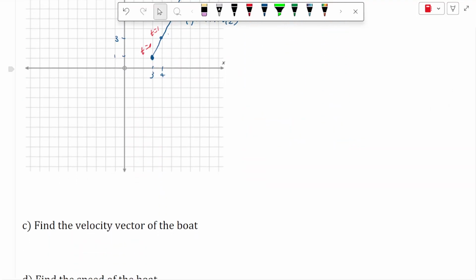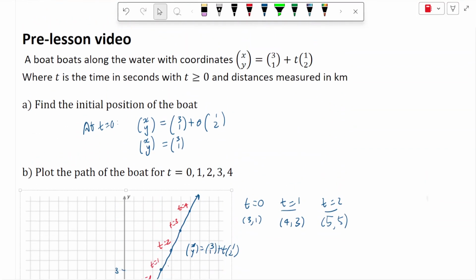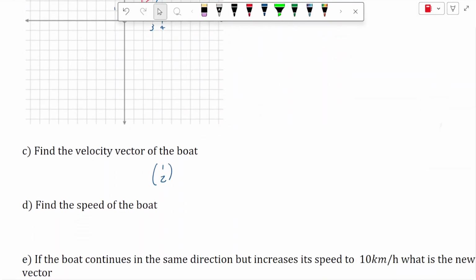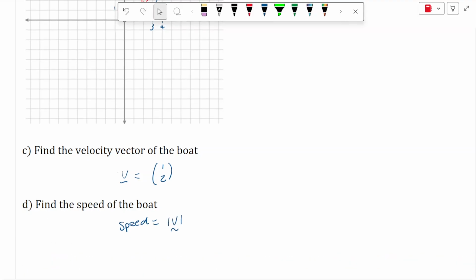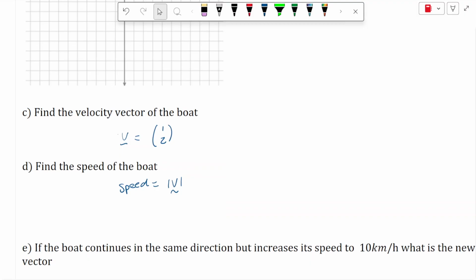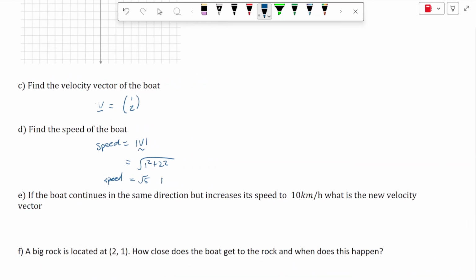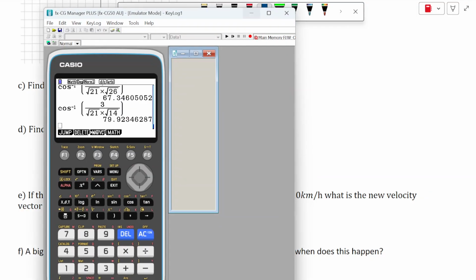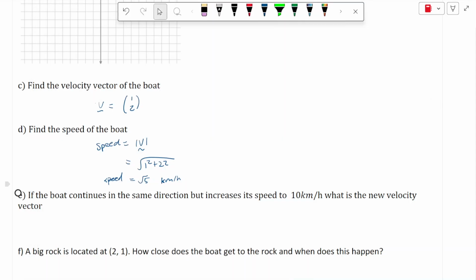Okay, find the velocity vector of the boat. That is just the direction vector, so that is 1, 2. Find the speed. So the speed actually is the absolute value of velocity. Now, when we've done kinematics up till now, we've talked about if you're going left, just flick it positive. But when we talk about absolute value of a vector, this is the modulus. So the speed is actually root 5. Yeah, that's in kilometers per hour. It's probably not a bad idea, since this is an applied problem, to get an approximate for that. So it's about 2.24 kilometers per hour.